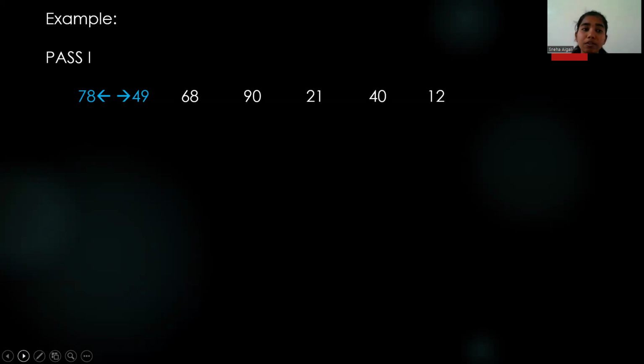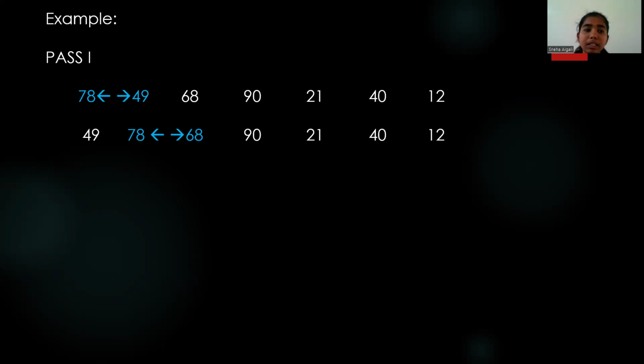Now we compare a of j, that is a of the 0th position, with a of j plus 1 position. Since 78 is greater than 49, the swapping process takes place. 49 comes to a of j position and 78 goes to a of j plus 1 position.